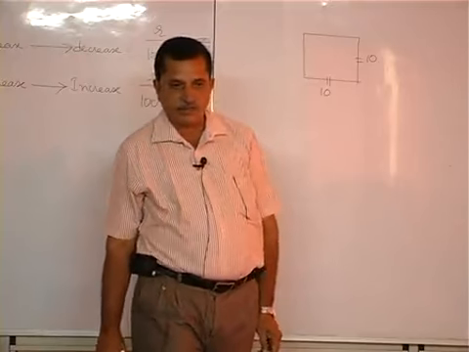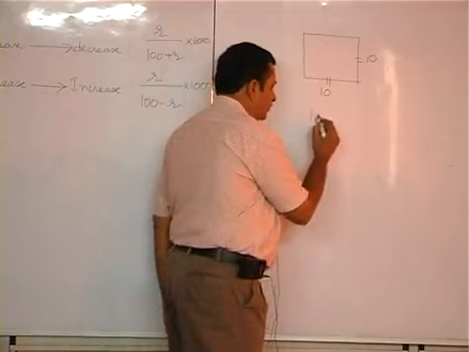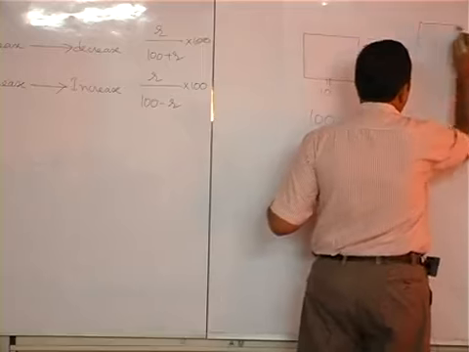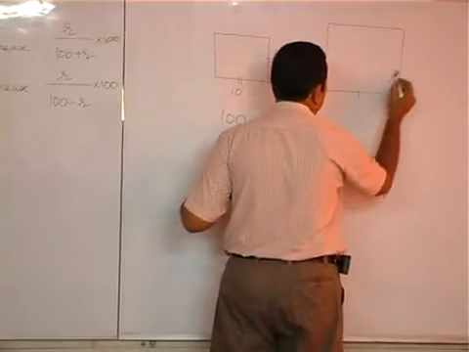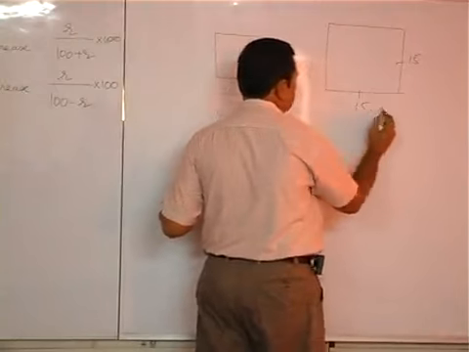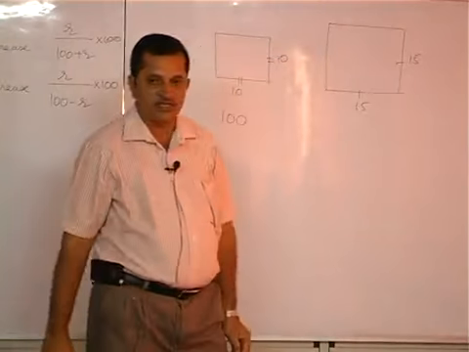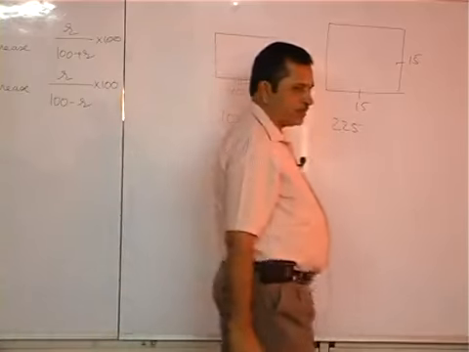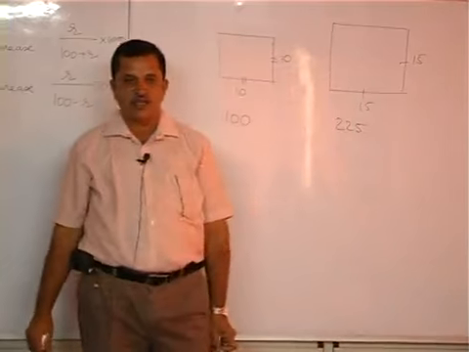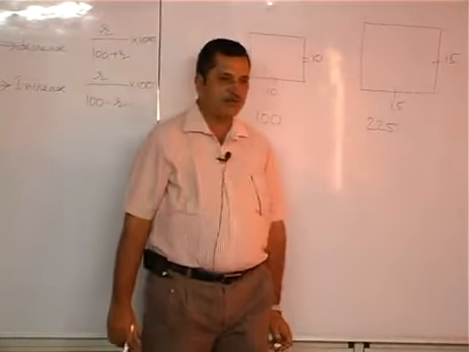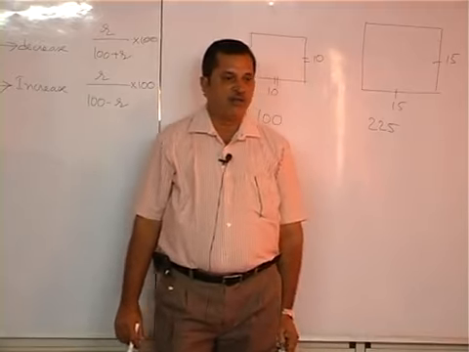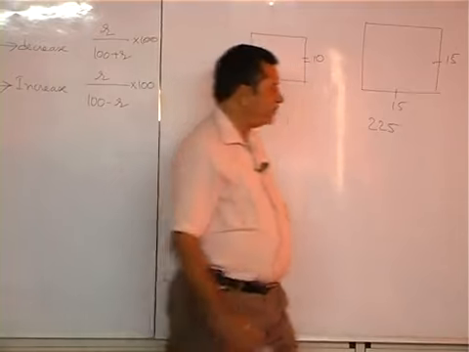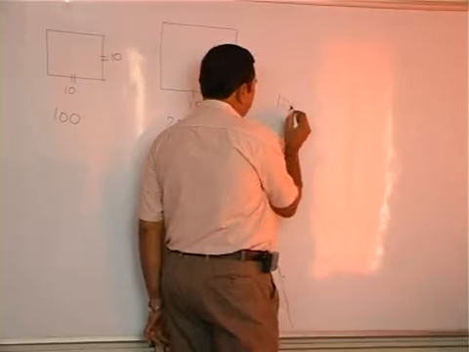What is the area here? 100 square units. Each side is increased by 50%. What is each side? 15. What is the area? 225. The 100 square units area has become 225, so for 100 what would be the increase? So the percentage increase in the area is 125%.